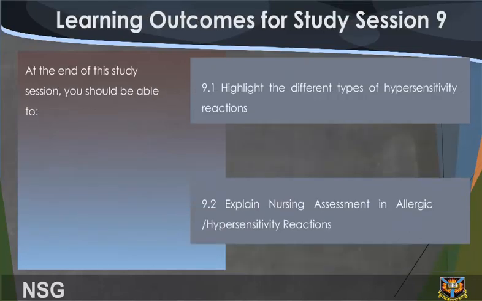Learning outcomes. At the end of the study session, you should be able to: 1. Highlight the different types of hypersensitivity reactions. 2. Explain nursing assessments in allergic and hypersensitivity reactions.